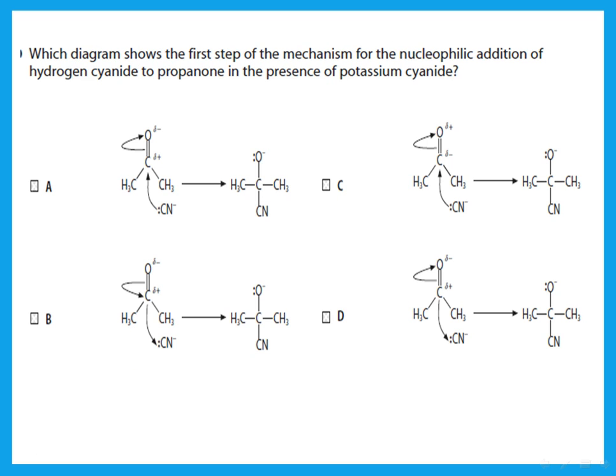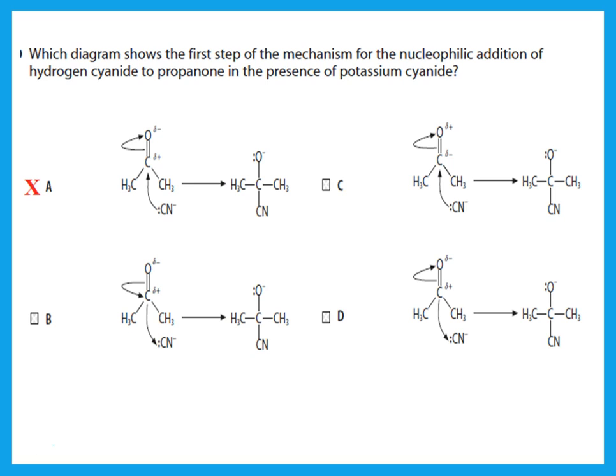Which diagram shows the first step of the mechanism of nucleophilic addition of hydrogen cyanide to propanone in presence of potassium cyanide. Okay, so we said the cyanide should attack the carbonyl, and the double bond of the carbonyl electrons will go to the oxygen to form an O minus. So which of these is the correct one? Okay, can you see that A is the correct one?